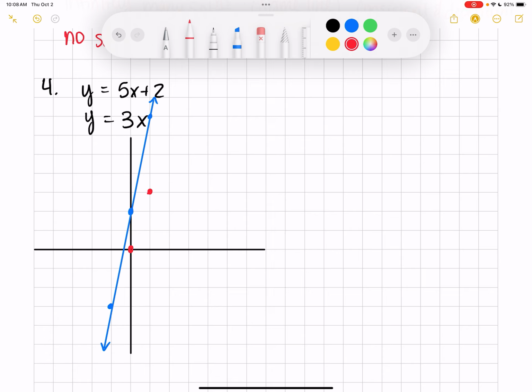So I'm going to go down 3, back 1, and it just so happens that it's intersecting a point that I already had written there. That doesn't always happen. Sometimes it's going to intersect somewhere random, which is why I would not recommend counting by anything other than ones. Okay, so my point of intersection then is -1, -3.